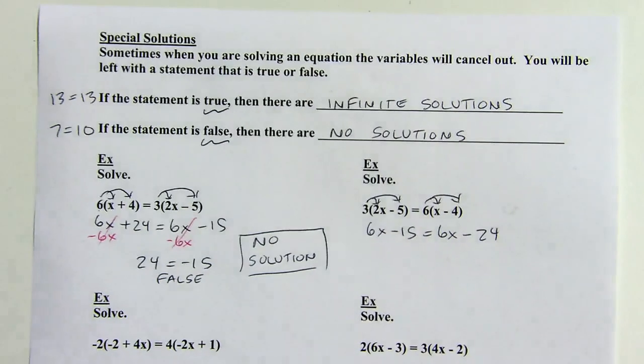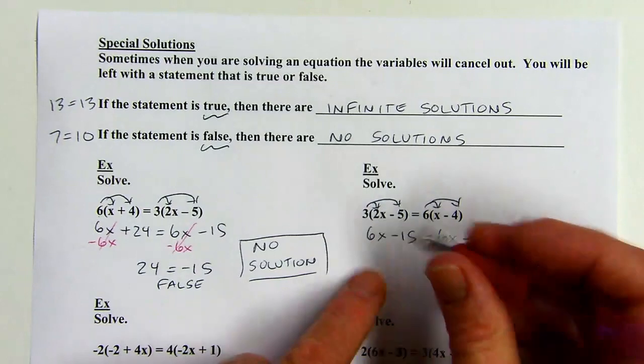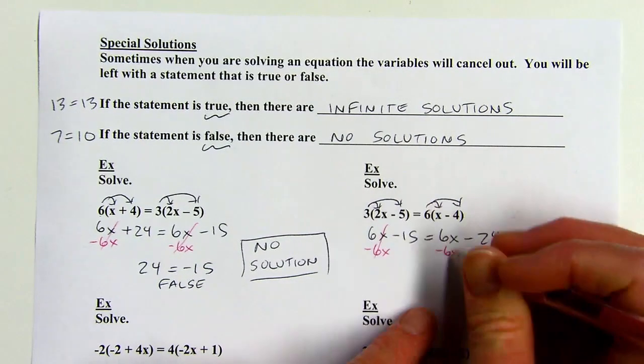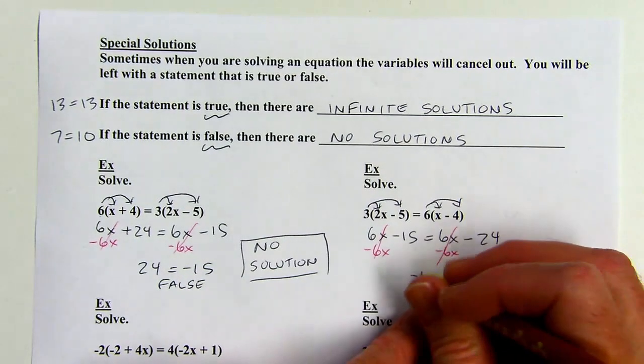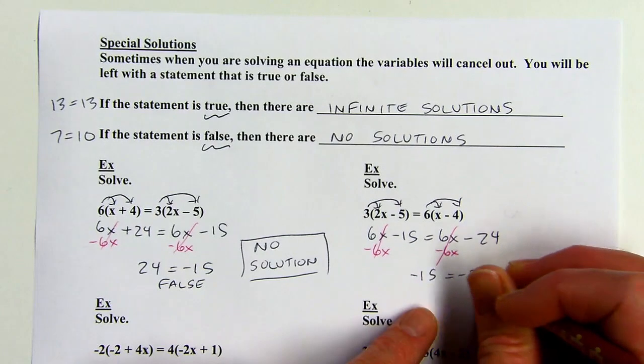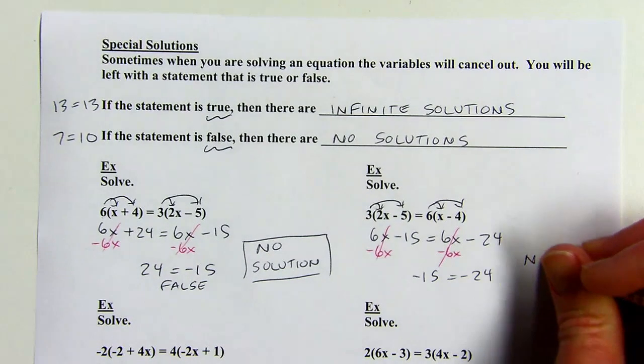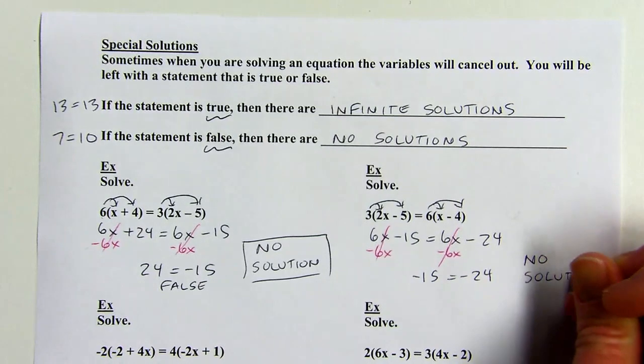Okay, so again, when I want to combine the x terms, I'm going to subtract 6x from both sides. Then both of those cancel out at the same time. And here I'm left with a false statement. Negative 15 does not equal negative 24, so that means, again, no solution there.